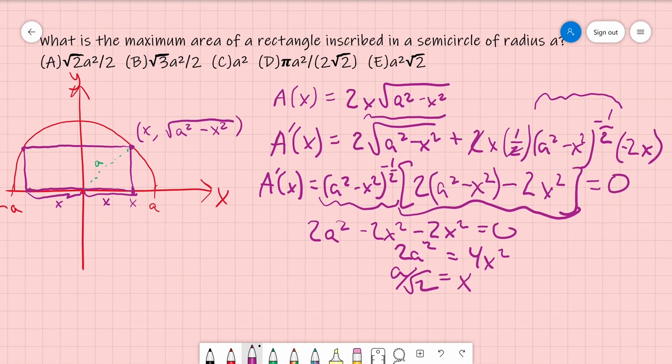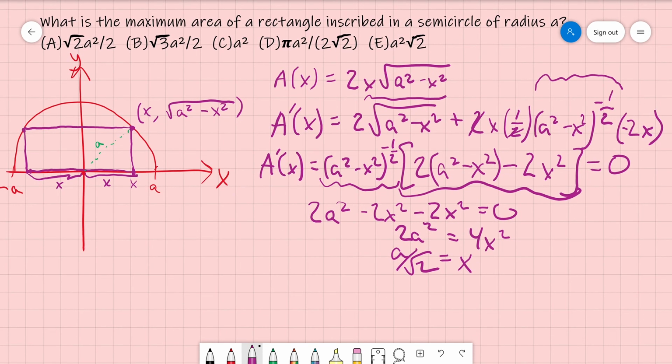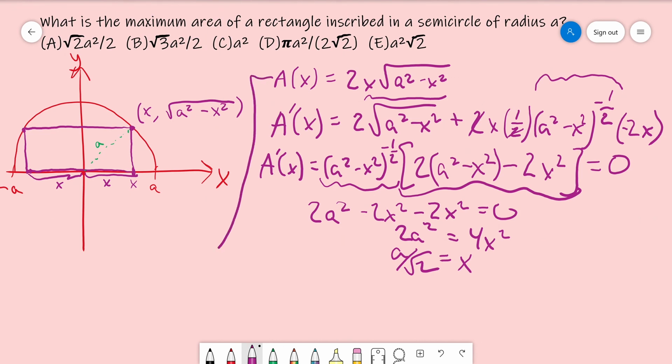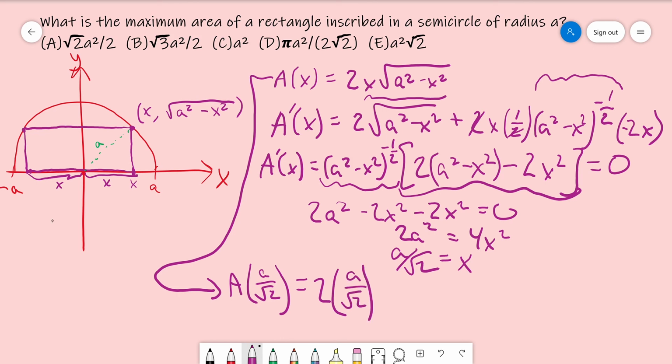So to find the maximum area itself, we're going to have to plug this into our area function. Remember, this is our area function here. So our area function of a over root 2 is going to be 2 times a over root 2 times the square root of a squared minus x squared, which is a over root 2 squared. So a squared over 2. Well, what does that give us? Let's see, 2a over root 2 times, well, this part is just going to be a squared over 2. And take the square root of that, gives us another a over root 2.